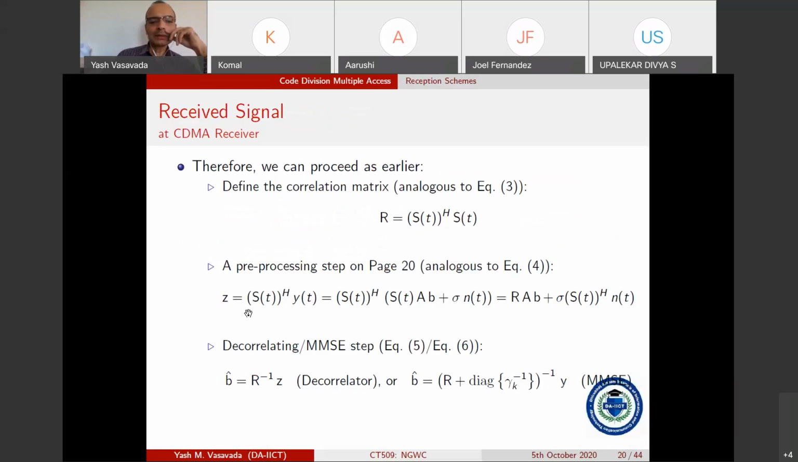Essentially, when each user is doing just the single user matched filtering, what we get is this vector Z. Does it make sense? Yes. Why does it make sense?